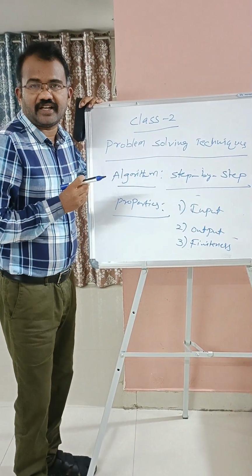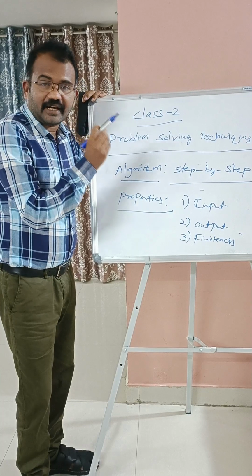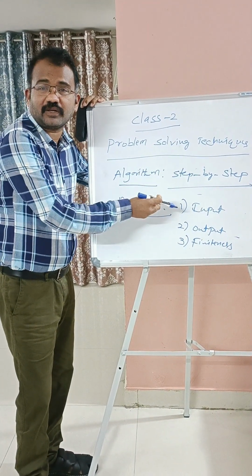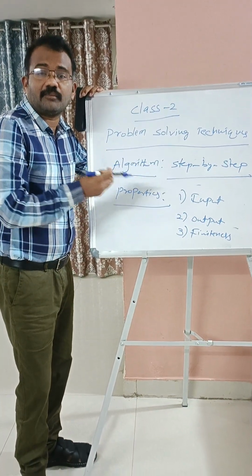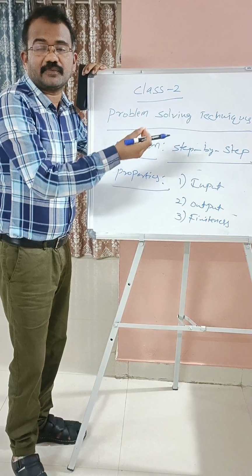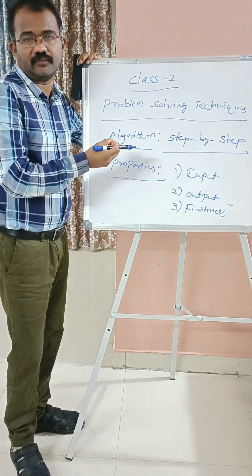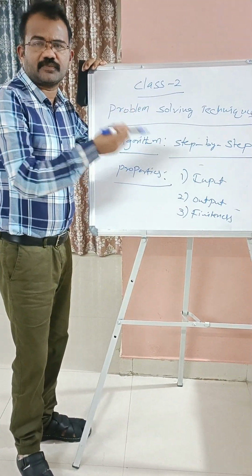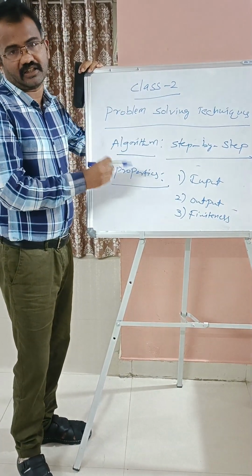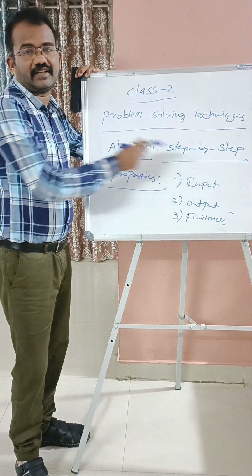Next, third property, finiteness. By writing an algorithm, we must satisfy this very important property. After writing a number of steps, we need to terminate the algorithm. Either 5 steps or 6 steps or 7 steps, after any number of steps, we must terminate the algorithm. That is the finiteness property.